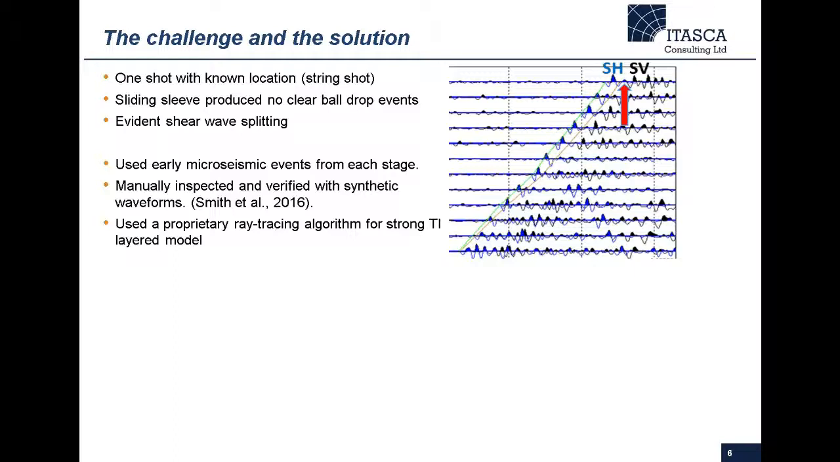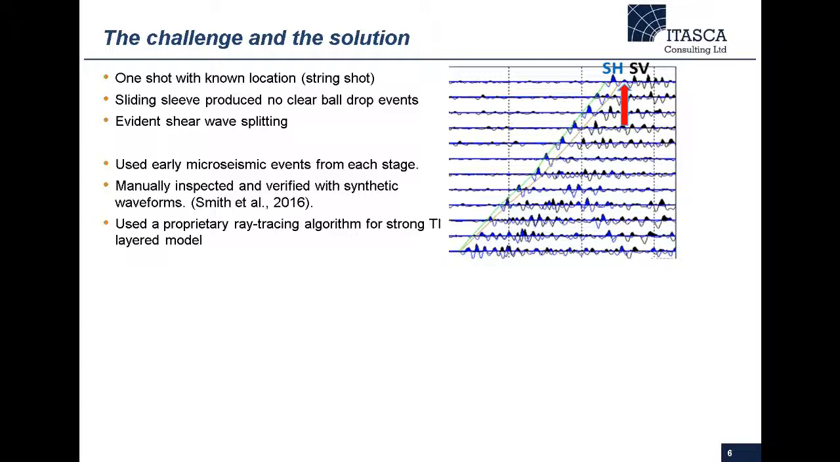So to address those questions, the first one, we use early microseismic events from each stage. So we correlate the time of occurrence of the microseismicity with the injection schedule. And we pick those that occur at a very early time of injection, and we assume those events are at the location where the injection point is. So it sounds easy, but it's quite tedious.